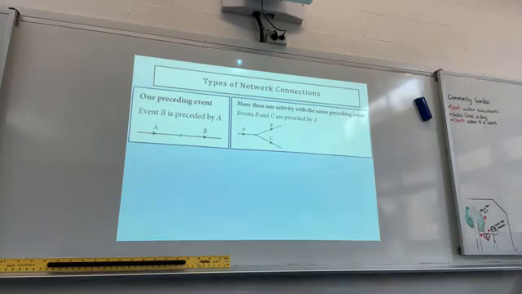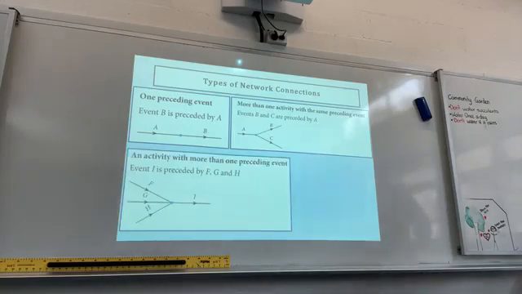All right, keep going. Now, activity with more than one preceding event. So event I is preceded by F, G, and H. So F, G, and H must happen before I can happen. So you have to, for example, boil the water and put the tea leaves into the teapot before you can make the tea. So the two events must happen first before the third event can happen.